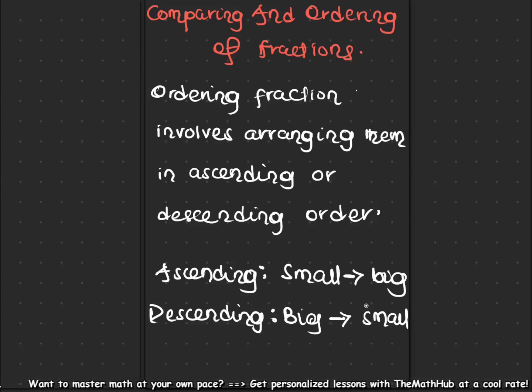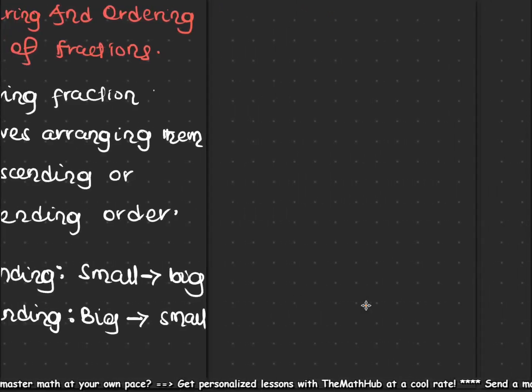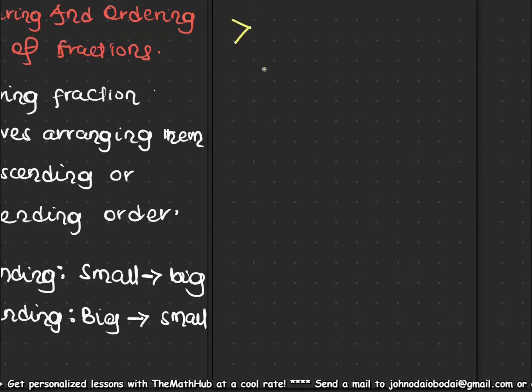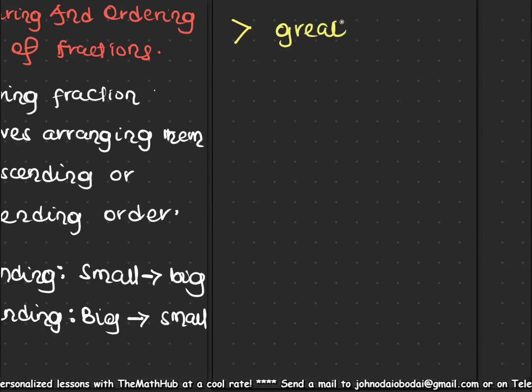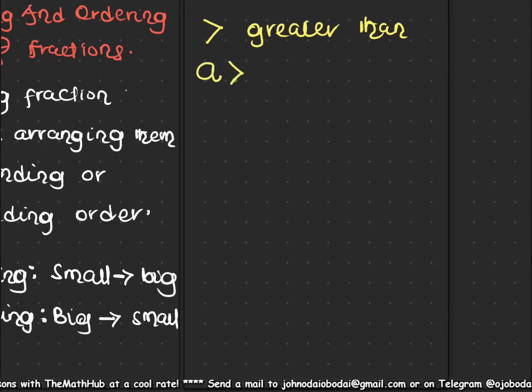Okay, so now that we know what ordering fractions is and what ascending and descending order are, let's look at what we use to order these fractions. There are some symbols we use. The first one, which we all know, I think, is the greater than symbol. If I say A is greater than B, then it means the value of A is more than the value of B.